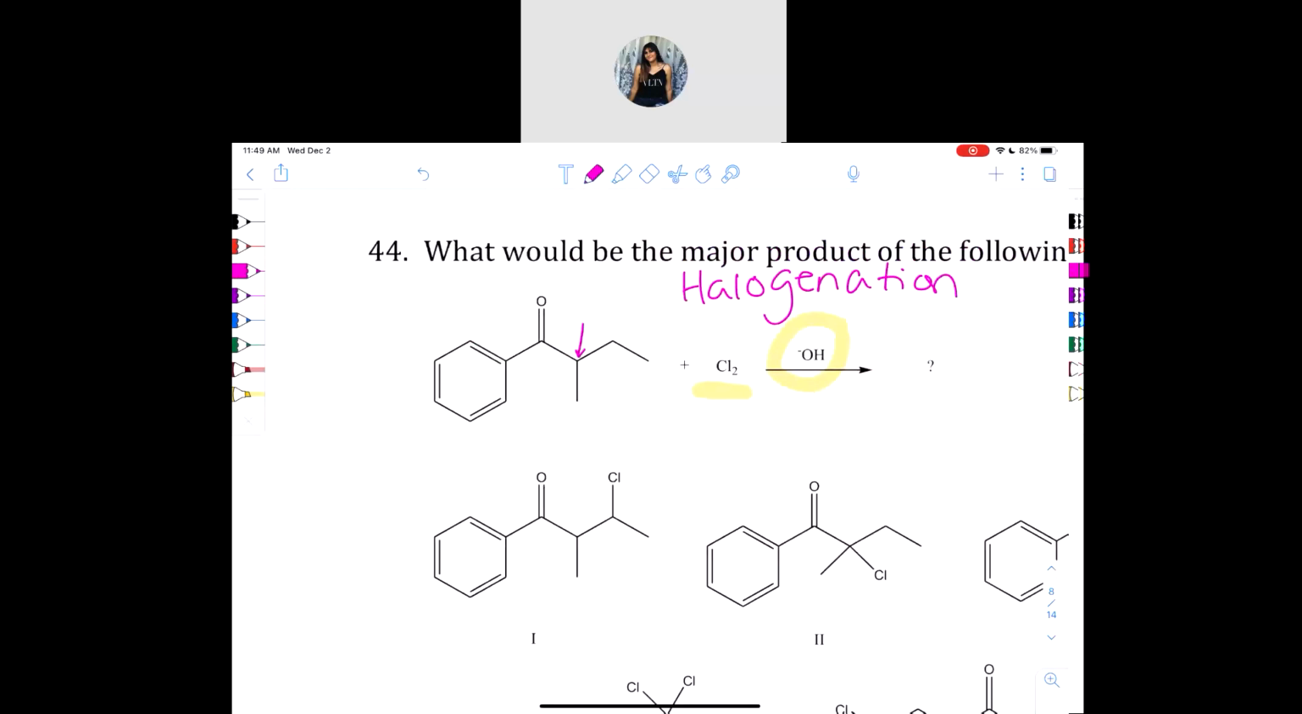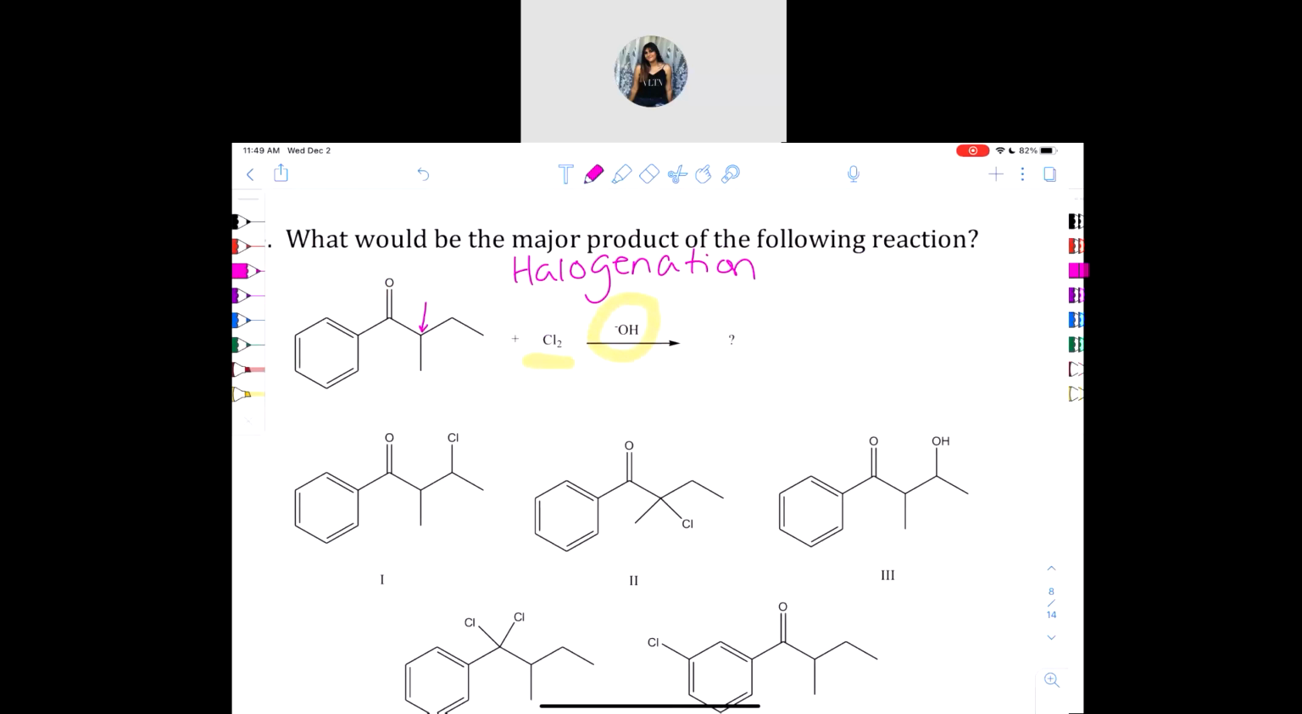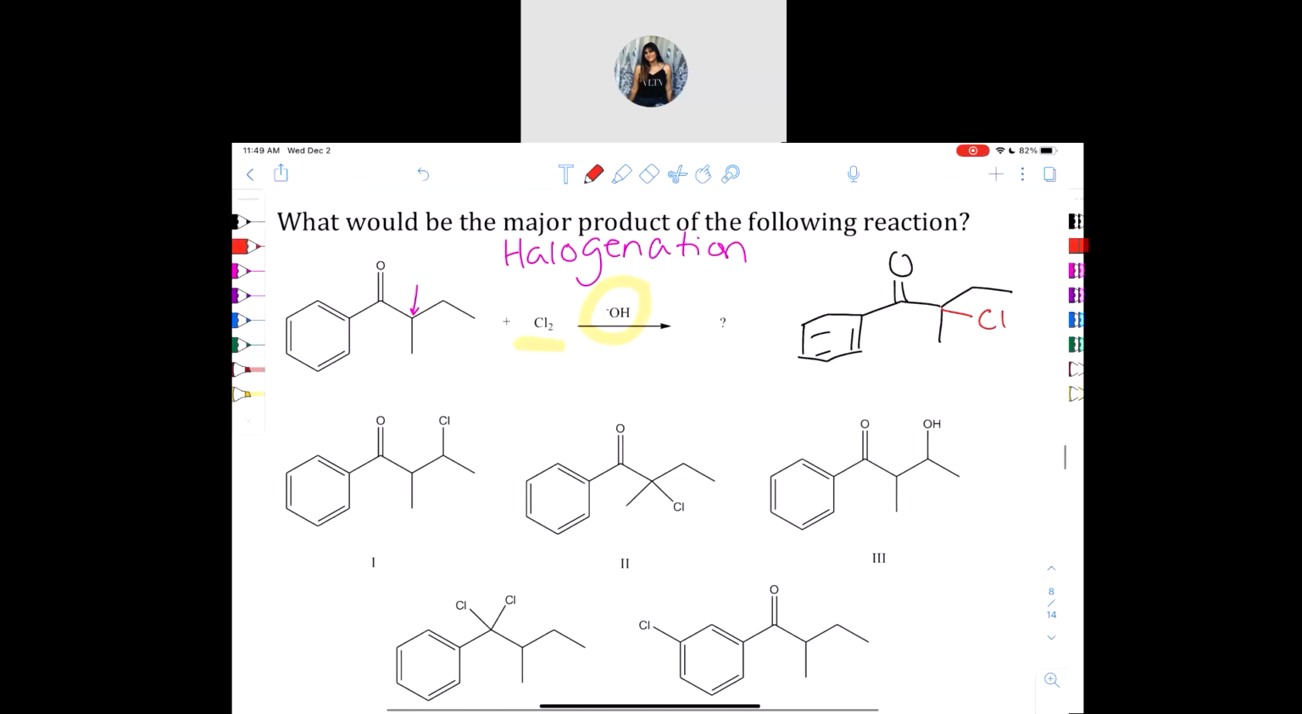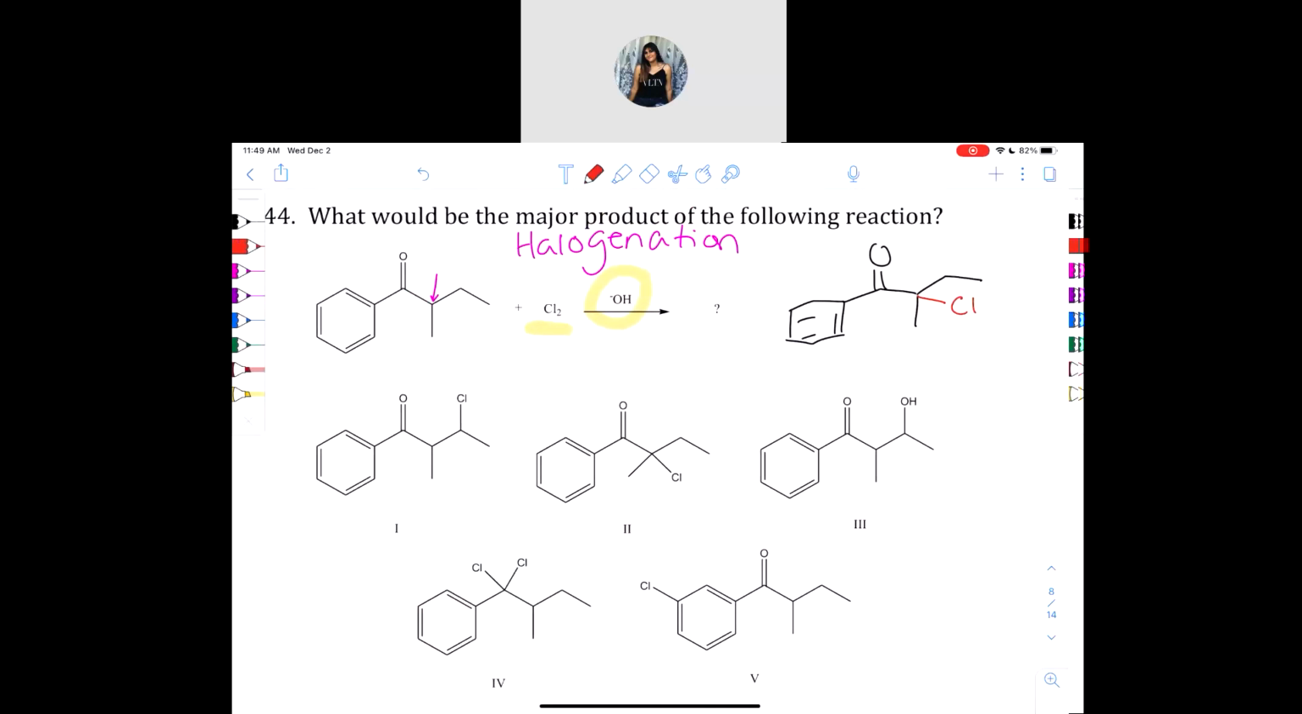So I'll just draw an arrow. This is where we are going to add. And how many hydrogens do we have there? Only 1. So we know that we only have the opportunity to add 1 chlorine since we only had 1 hydrogen available. Right? So we know that this is our answer. And which choice matches that? Choice 2, aka B, you are correct.